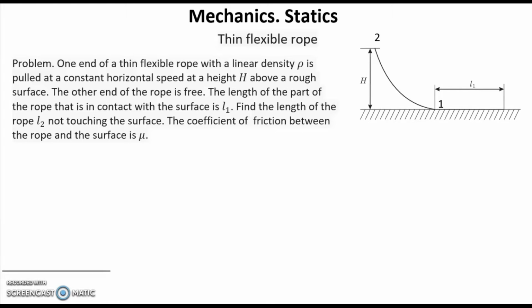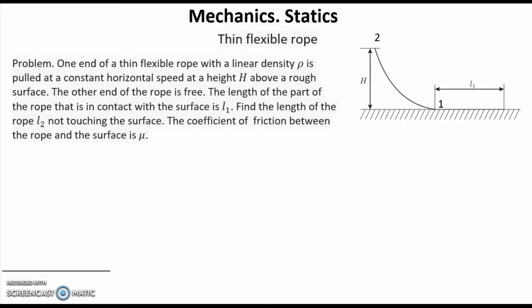Problem about thin flexible rope. One end of a thin flexible rope with a linear density ρ is pulled at a constant horizontal speed at a height h above a rough surface. The other end of the rope is free.